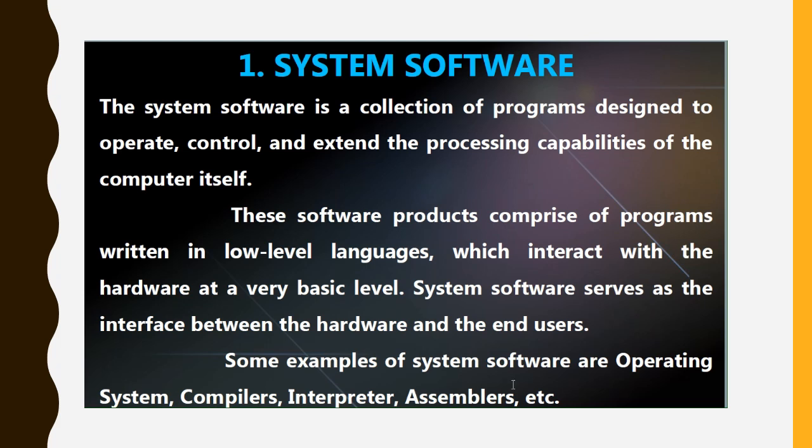Some examples of system software are the operating system, like Windows. This is your operating system. Then compilers, interpreters, assemblers, etc. All of these are your system software.